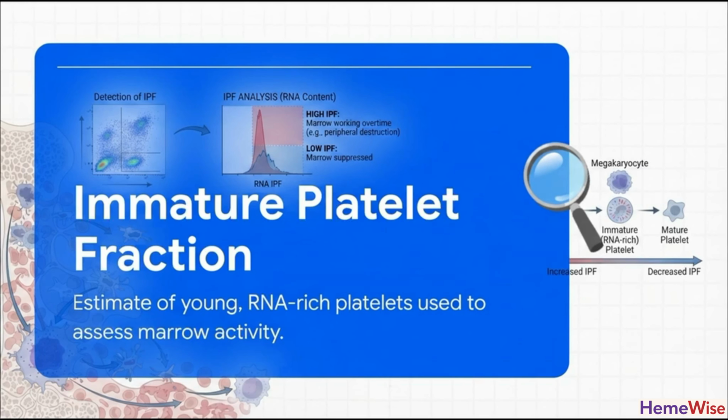And just like with the red cells, we can measure the immature platelet fraction, or IPF. This is an estimate of those young RNA-rich platelets. A high IPF tells you the marrow is working overtime, pumping out fresh platelets, usually in response to them getting destroyed in the periphery. On the flip side, a low IPF with a low overall platelet count suggests the marrow itself is suppressed. It's an incredibly useful concept, but I should mention that a lack of standardization across different manufacturer brands kind of limits how universally we can apply it clinically right now.